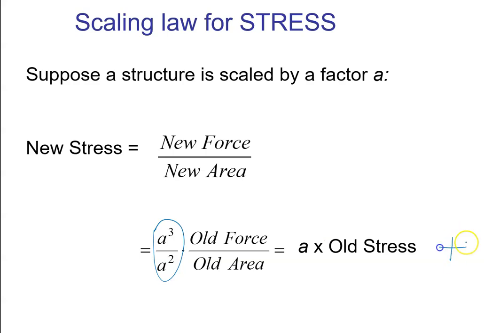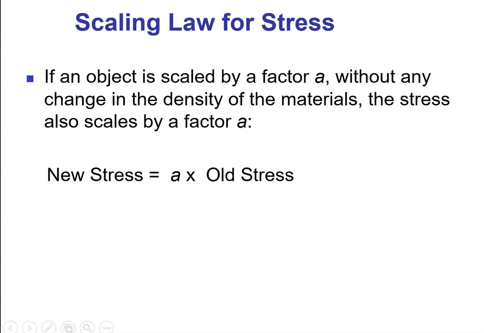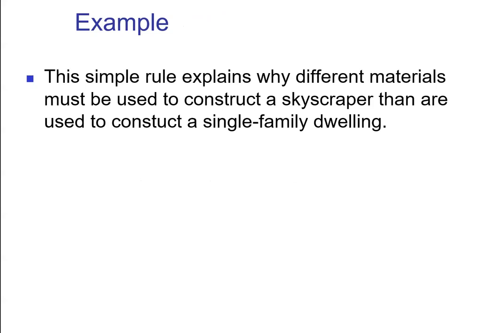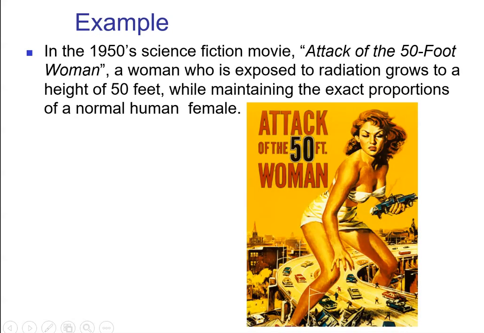Again, another important formula there. Scaling law for stress: A times the old stress equals the new stress. So if an object is scaled by a factor A without any change in the density of materials, the stress is given by this equation here. Okay, so let's look at an example here. This simple rule explains why different materials must be used in constructing a skyscraper than are used when you construct a single family dwelling or house.